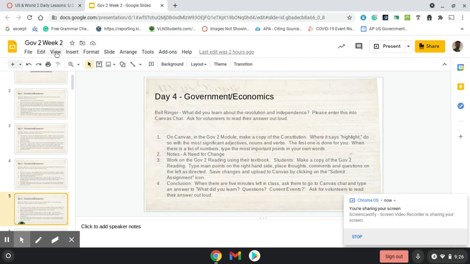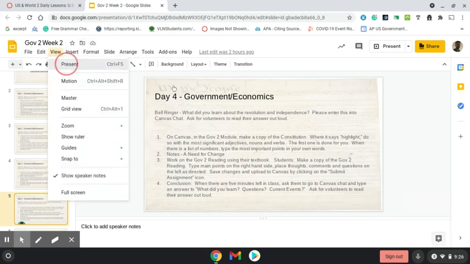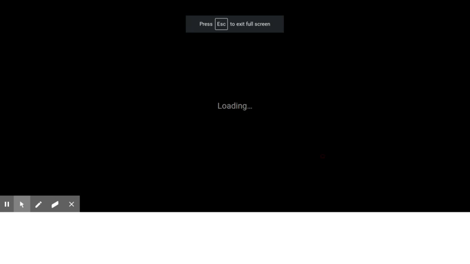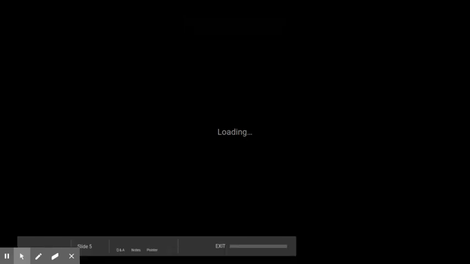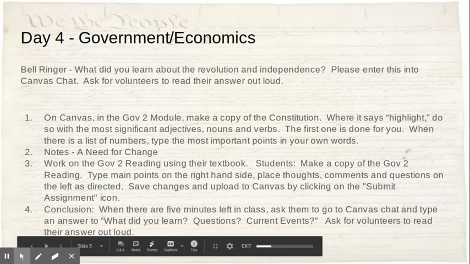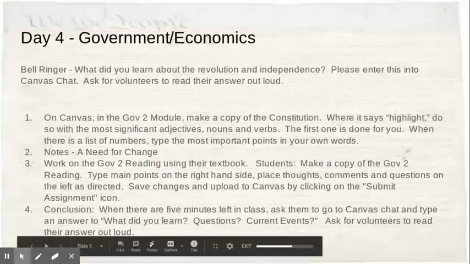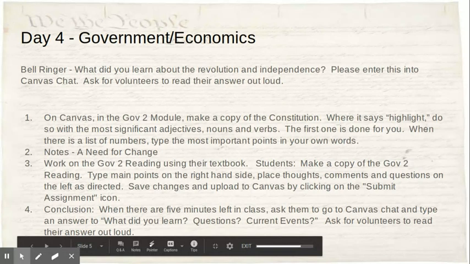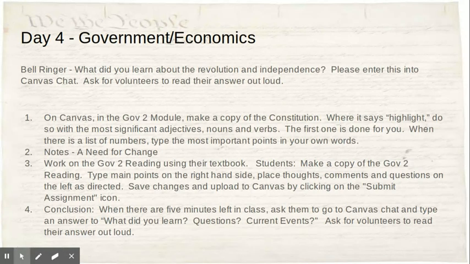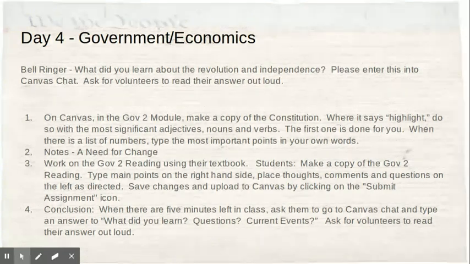So we looked at the bell ringer already, and today, as you can see up here in the agenda, we will look at the Constitution, which is in the Government 2 module. We'll talk about the change that will happen because of the weak government that existed in the beginning, and then you'll have some time to continue some of those other activities if you need the time to do so.